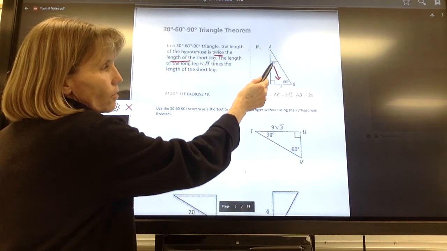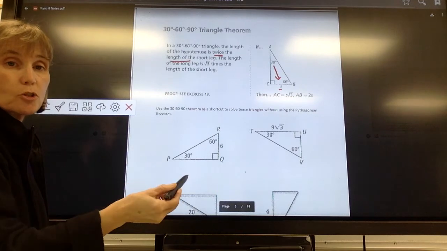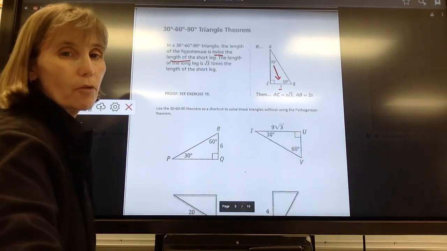That's the smallest angle between 30, 90, and 60. So if it's the smallest angle, S is the smallest side. The hypotenuse is going to be twice that amount. So you just have to double that.